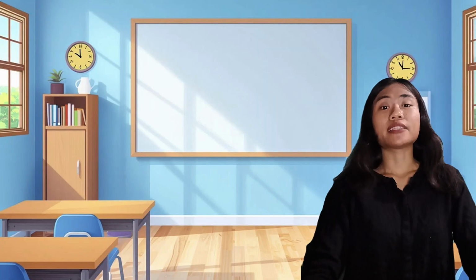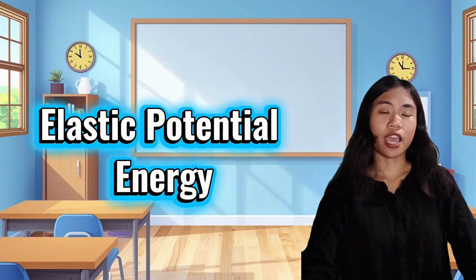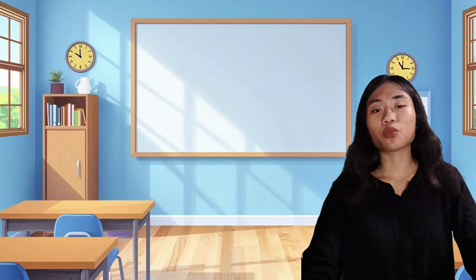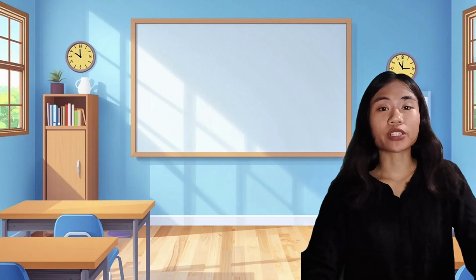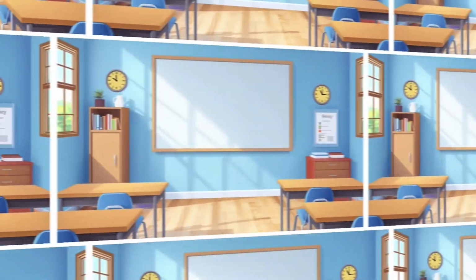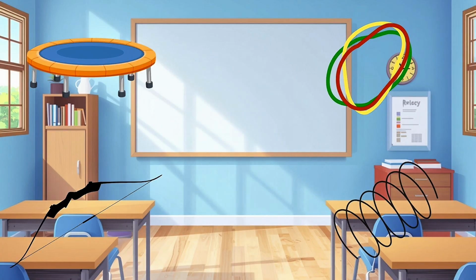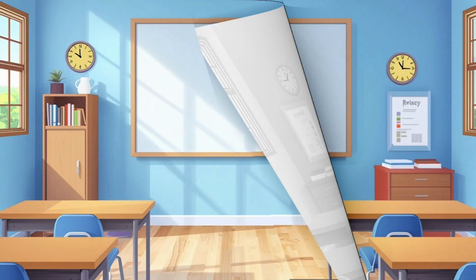Today, I will explain the elastic potential energy, which is the energy stored in an object when it is stretched or compressed. Elastic potential energy is commonly found in elastic materials such as rubber bands, trampolines, springs, and boats. In this presentation, I will explain the concepts, formulas, real-life applications, and demonstrate how elastic potential energy works.